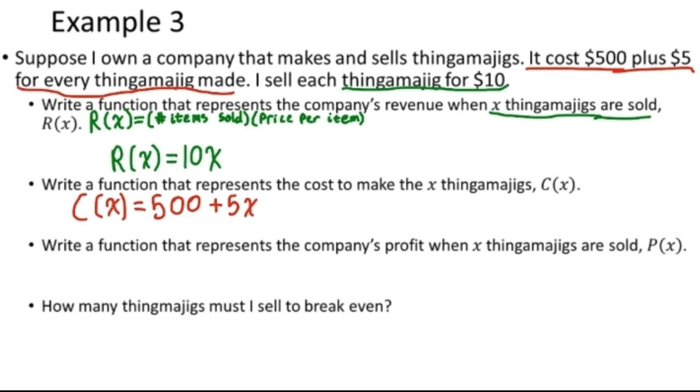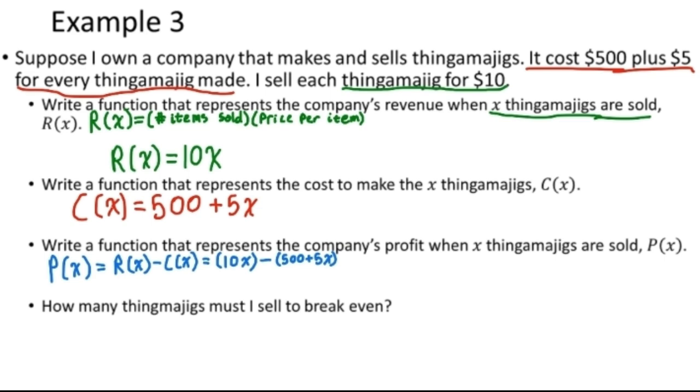Next, we want to find our profit function. Our profit function, P of X, equals the revenue function minus the cost function. We found the revenue function in part 1. We have the revenue function as 10X. We found the cost function in part 2. That's 500 plus 5X. Notice that I'm putting the 10X and the 500 plus 5X in parentheses. This is so that way I remember I'm taking the first function and subtracting the second function, and I avoid any sign errors.